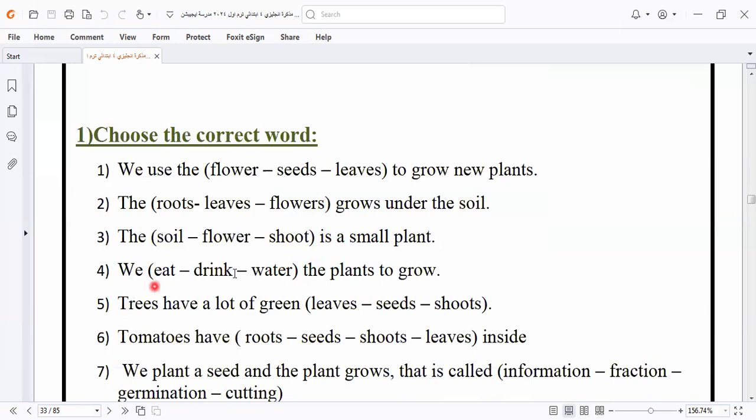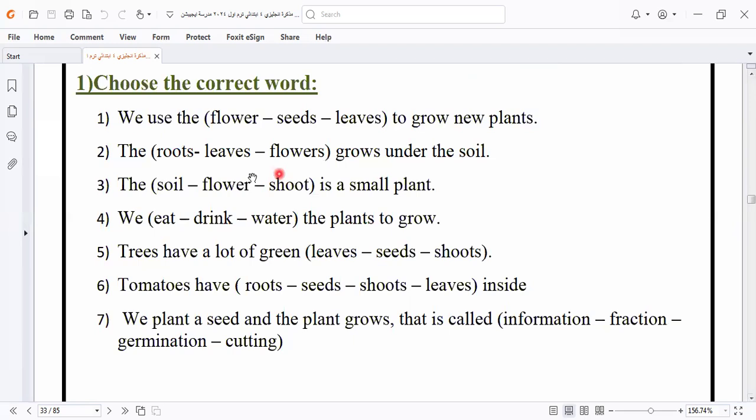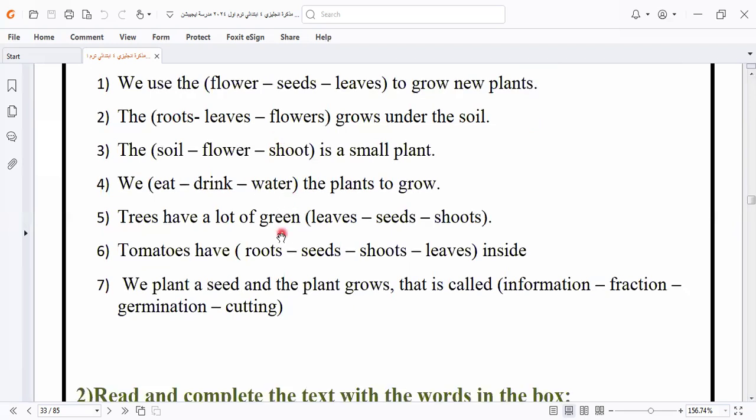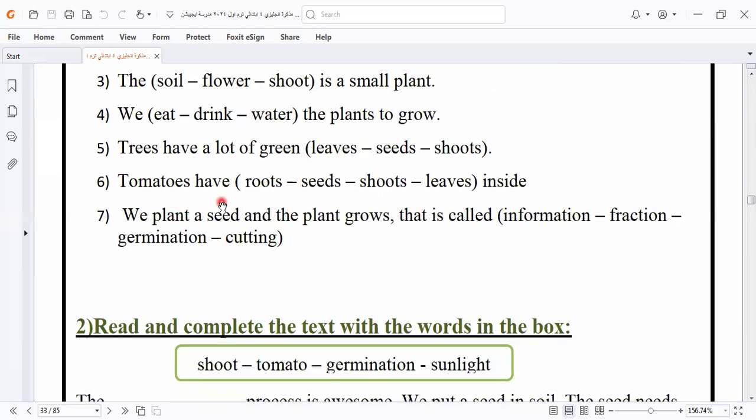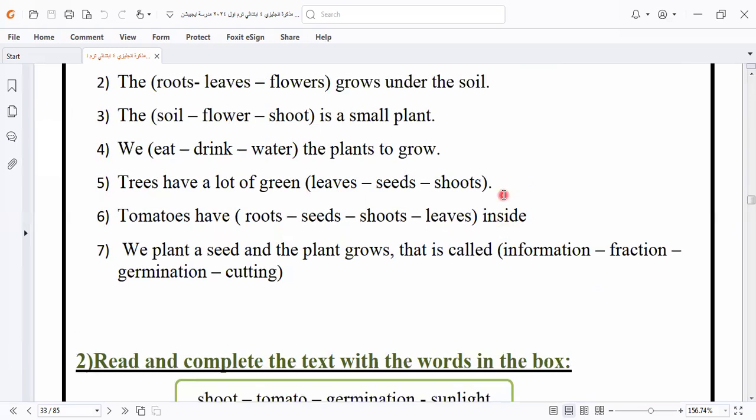We water the plants to grow. What verb is suitable for this sentence? We water the plant. Water is also used as a noun, as water we drink, and water we use for planting flowers. Okay, trees have a lot of green what? Green leaves.